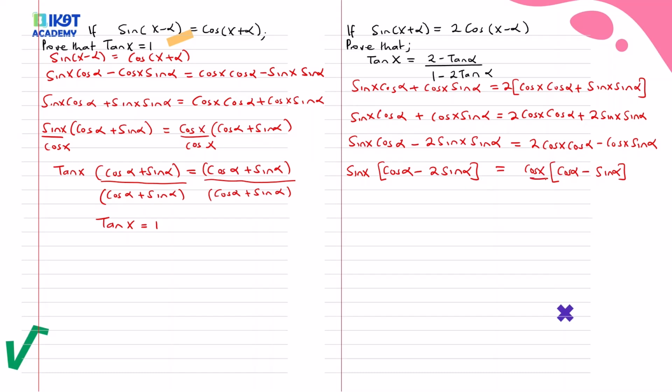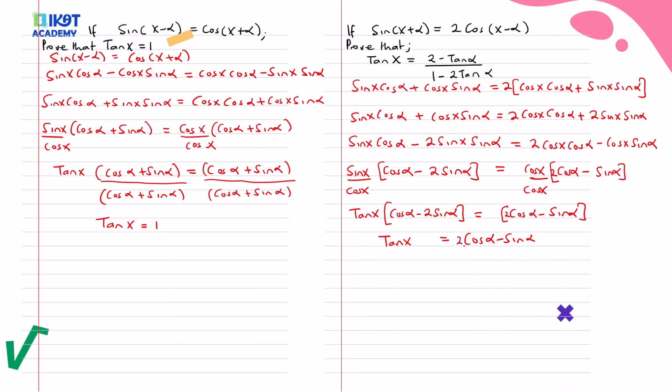Then I can divide through by cos x. So I have tan x into cos alpha minus 2 sine alpha, and we're saying this is going to be equal to cos alpha minus sine alpha. So we have tan x, I'm going to divide through by this. Tan x is going to be cos alpha, sorry, I forgot to carry something down here. There's a 2 here.